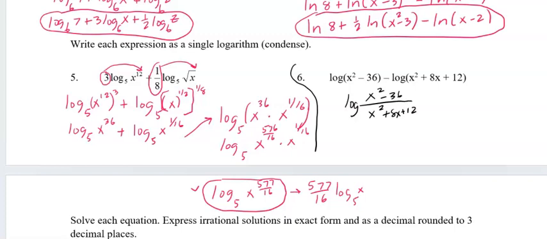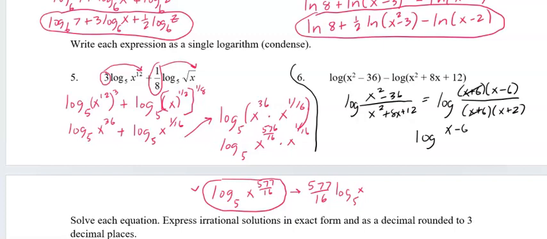And in cases like this, you want to make sure you've factored fully because it may be possible to reduce. So there's the factored form of the numerator. And there's the factored form of the denominator. And sure enough, we are able to cancel. So my final answer here becomes log of x minus 6 over x plus 2.